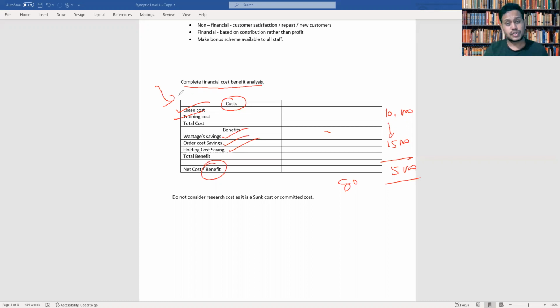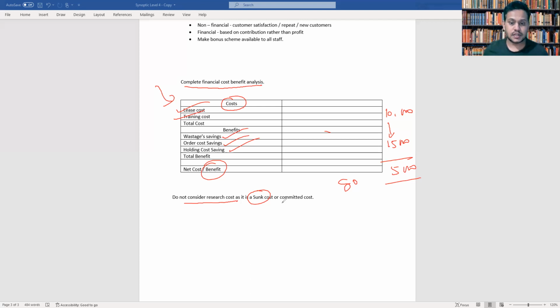Remember one thing, don't take the research cost. Research cost is a sunk cost. Sunk cost means it has already happened, it is already done, it is already gone. So obviously whether you go for the project or you don't, it doesn't matter because it's already paid. So do not consider the research cost as a cost.